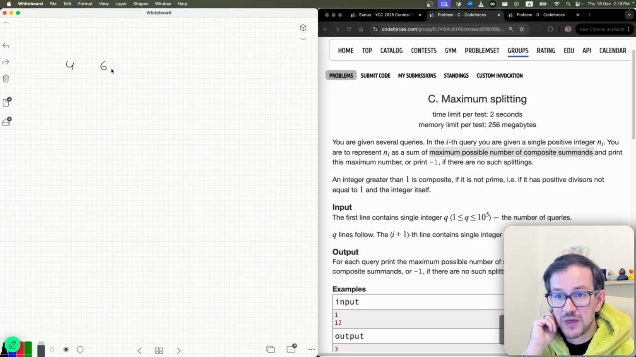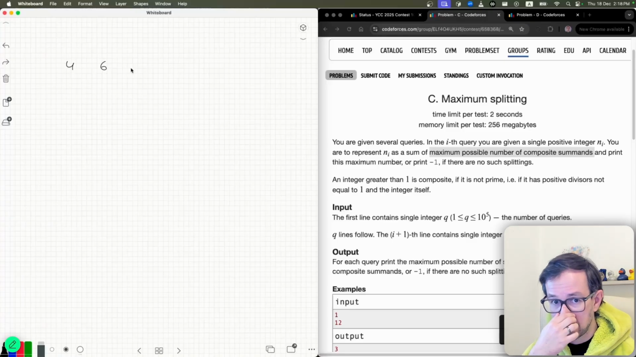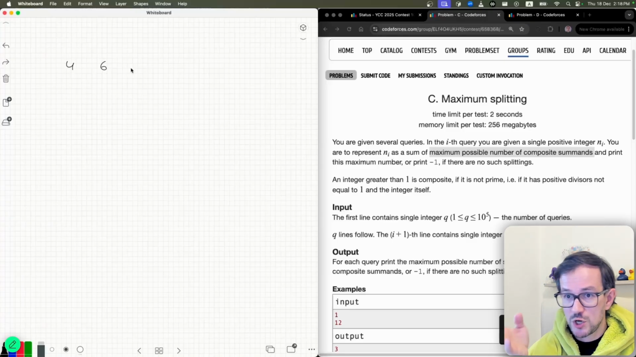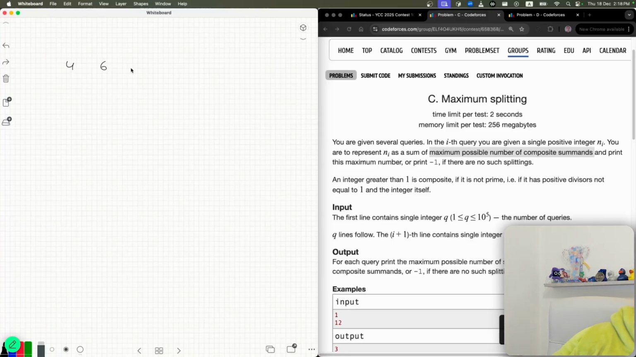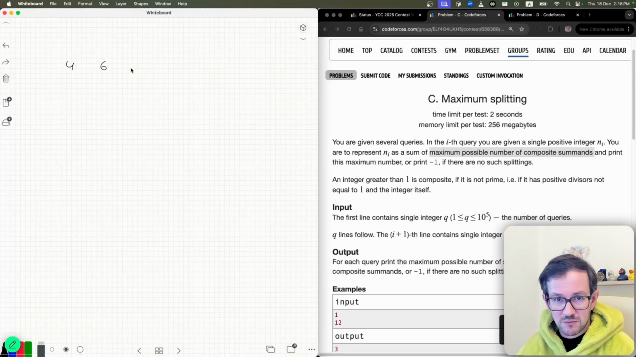Okay, so here I'm just thinking, what composite numbers do I have? We want to maximize the number of summands, so it makes sense to use small composite numbers, yes? I check which are the smallest possible composite numbers. So I found number 4. Yeah, number 4 is the smallest possible composite number. It just means any number divisible by 4, you can split into just 4s.